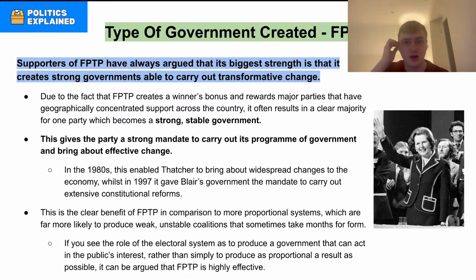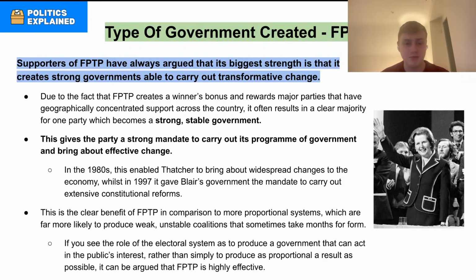Due to the fact it creates a winner's bonus and rewards major parties that have geographically concentrated support across the country, it often results in a clear big majority for one party, which becomes a strong, stable government. This gives the party a strong mandate to carry out its programme of government and bring about effective change. For example, in the 80s, it enabled Thatcher to introduce really big economic reforms because she had a big majority. The same with Blair's constitutional reforms after 1997, and these are some of the examples you can bring in effectively to support this argument.